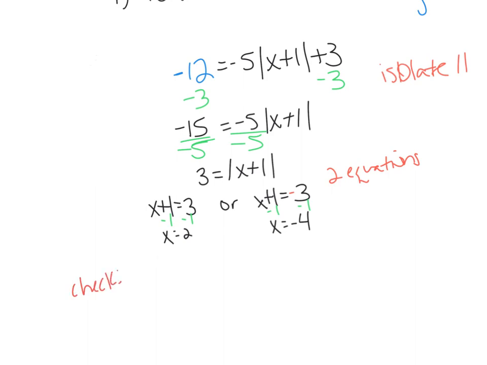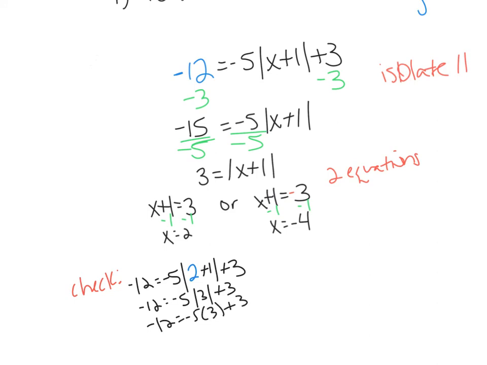So if we check, we go back to our original problem. Negative 12 equals negative 5 absolute value. We're going to plug in 2 plus 1 plus 3. So let's see, 2 plus 1 is 3. Absolute value of 3 is 3. Negative 5 times 3 is negative 15. Negative 15 plus 3 is negative 12. So the left side checks. I can box my answer.